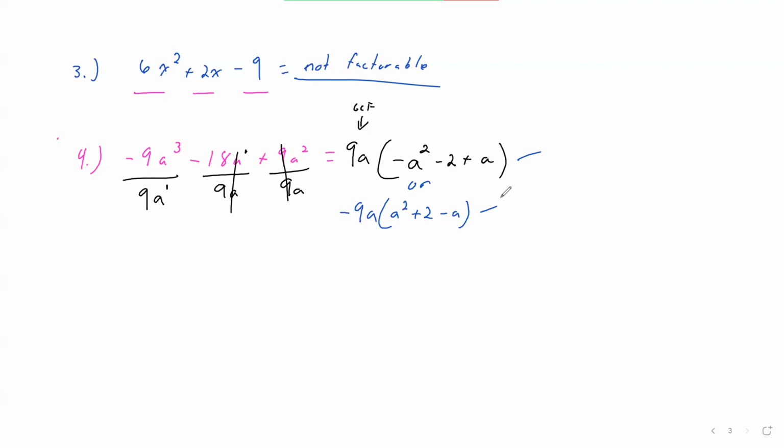We good? Okay, so let's do some more like this one. Look at number 5. 10xy plus 30xy squared.